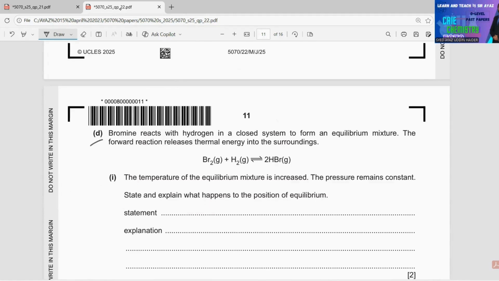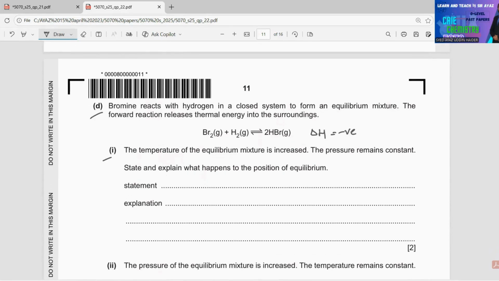D. Bromine reacts with hydrogen in a closed system to form an equilibrium mixture. The forward reaction releases thermal energy into the surroundings. If the forward reaction releases thermal energy into the surroundings, it means that the delta H must be minus for the forward reaction. 1. The temperature of the equilibrium mixture is increased. The pressure remains constant. State and explain what happens to the position of the equilibrium. You see, if you have increased the temperature, the direction of the equilibrium will shift to the endothermic side. So if the forward reaction releases energy, which means it's exothermic, then backward reaction must be endothermic, which means delta H is positive for the backward reaction.